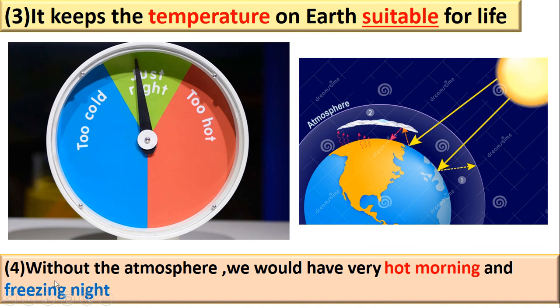Number 4, without the atmosphere we would have a very hot morning and a very freezing night. So without the atmosphere our morning will be very hot and our night will be very cold. So the atmosphere is protecting us and makes the temperature suitable. The morning and the night are at a suitable temperature, not a very hot morning and not a very cold night.